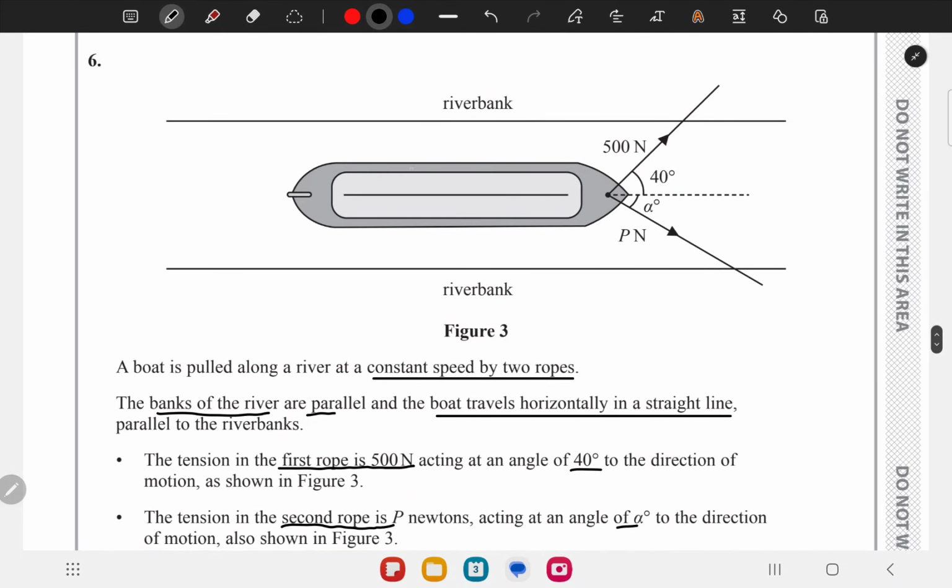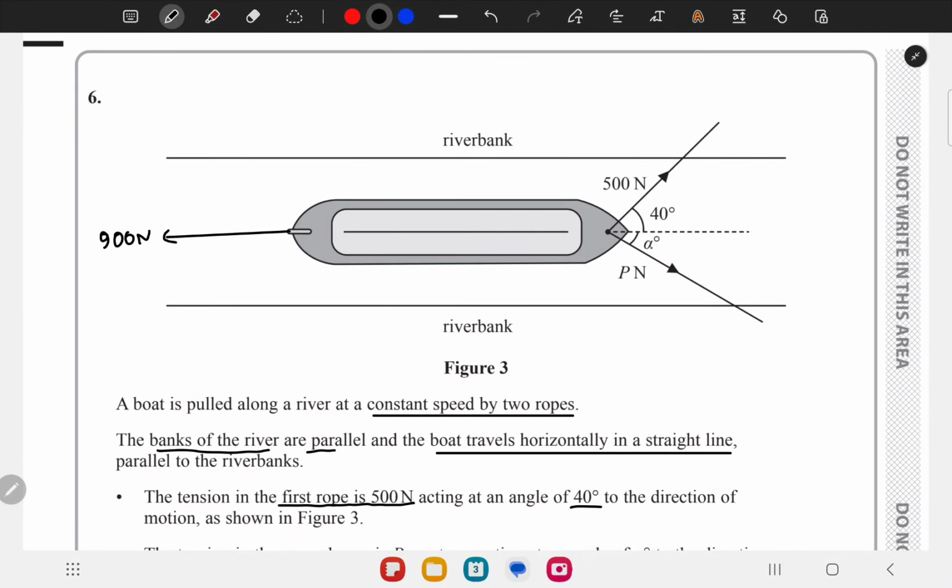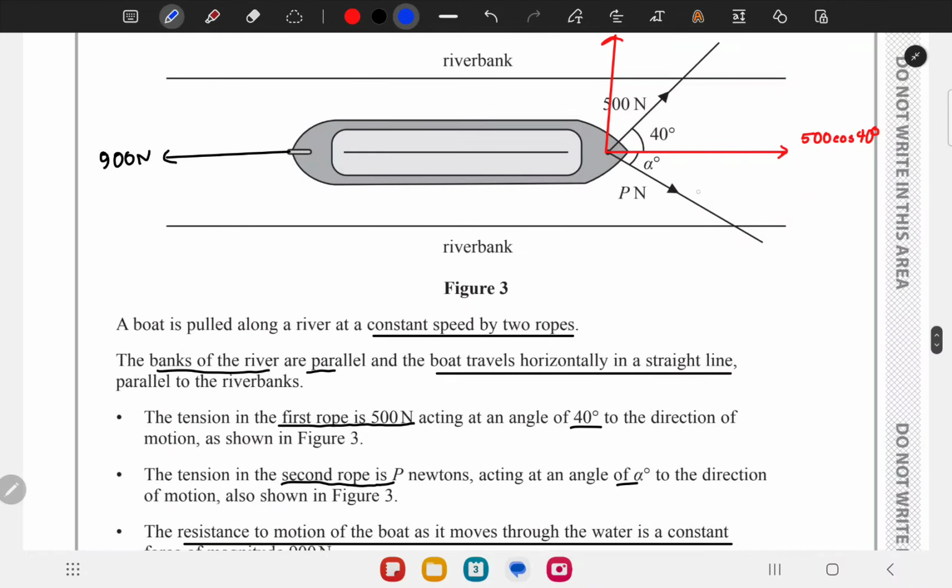The boat is traveling in this direction, so the resistance to motion would be in this direction and with a magnitude of 900 newton. If we resolve these two forces, for the 500 newton, we'll have an upward force of 500 sine 40 degrees and a rightward force of 500 cos 40 degrees. The component with which it subtends the angle is the cosine component, and the other one is the sine component. Now for this p newtons, we'll have a downward force of p sine alpha and a rightward force of p cos alpha.